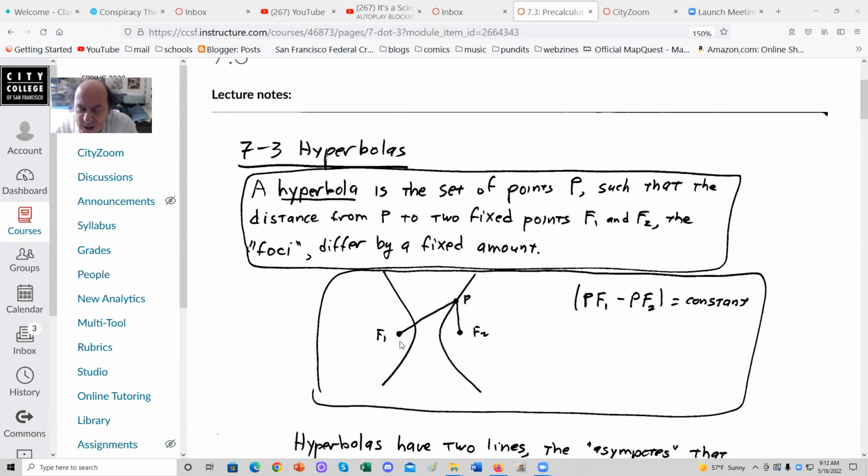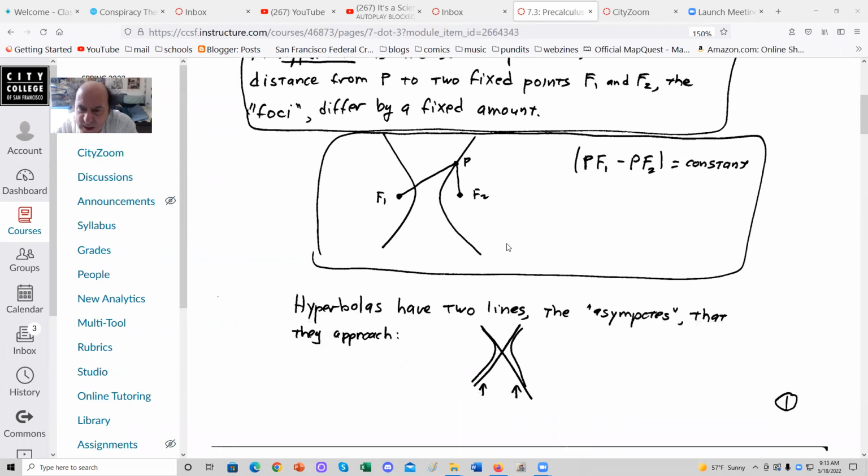You start with 2 points, F1 and F2, called the foci, and the hyperbola is a set of points P such that the difference between PF1 and PF2 is a constant. One branch, F2 is closer. The other branch, F1 is closer. And the absolute value of the difference is a fixed constant, and that's a hyperbola. There will be 2 lines called the asymptotes that the hyperbola approaches.